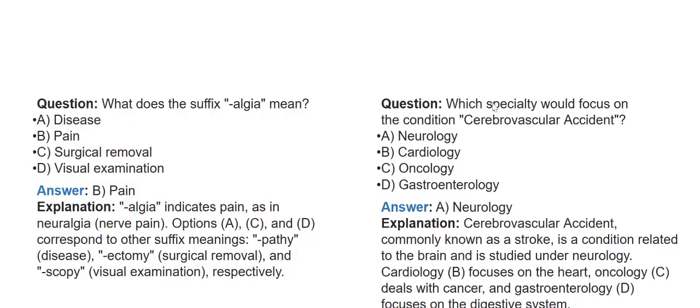Question 4. Which specialty would focus on the condition cerebrovascular accident, CVA, which is a disruption of the blood flow in the brain? A. Neurology, the nerve specialty, B. Cardiology, heart, C. Oncology, tumors, or D. Gastroenterology, GIT, or gastrointestinal tract diseases. And the answer is A. Neurology, as CVA, commonly known as a stroke, is a condition related to the brain and is studied under neurology.